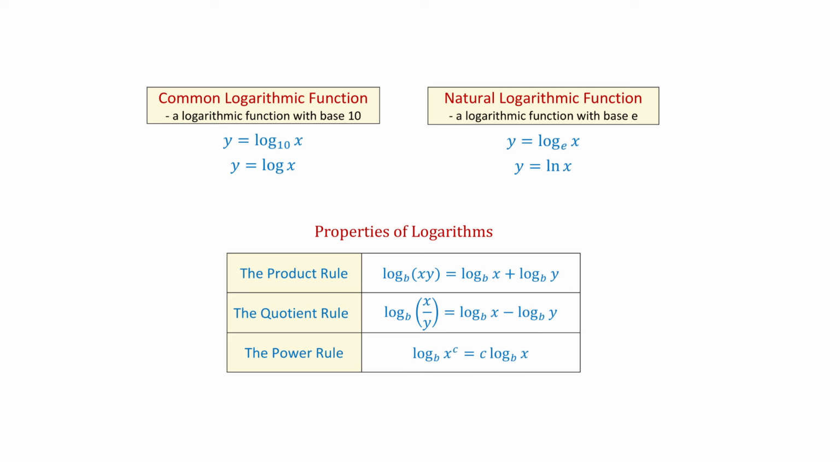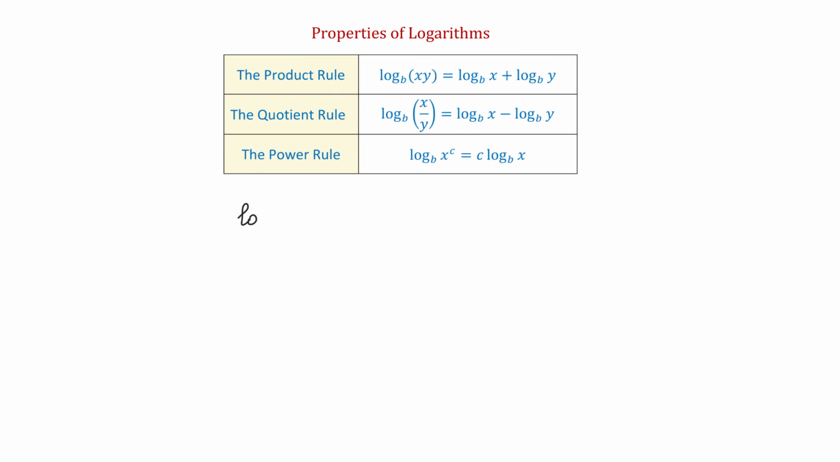And with the power rule, if the expression under the logarithm has an exponent, then we can move that exponent in front of the logarithm. So log base b of x to the power of c equals c times log base b of x. Let's see an example. Let's say we have log base 2 of x cubed square root of y over z, and we need to expand this logarithm.